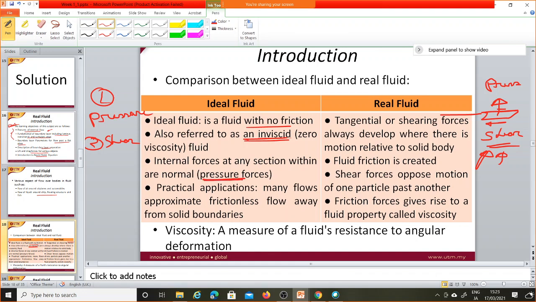So in this case, if you have the ideal fluid, you will only experience the pressure force that is normal to the surface. We don't have any force acting tangential to the surface because it's an ideal fluid. Application: many flows approximate frictionless flow away from the solid boundaries. So there are many flows where we consider ideal fluid, so we don't have any friction, and there we can use the concept of ideal fluid. And the flow is also known as, remember, potential flow. So potential flow is the flow for ideal fluid.